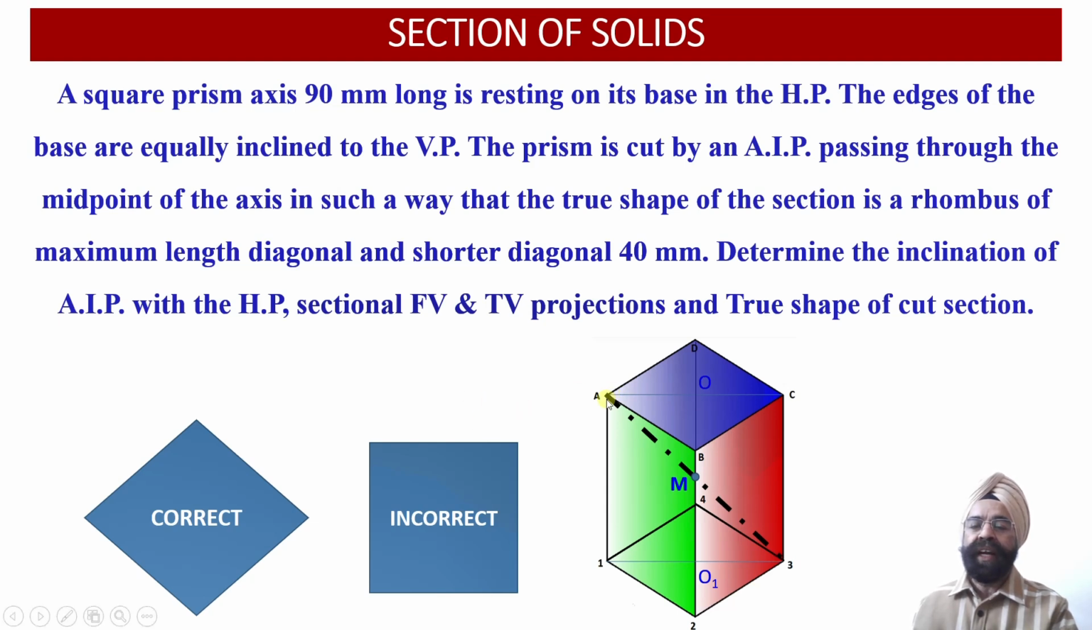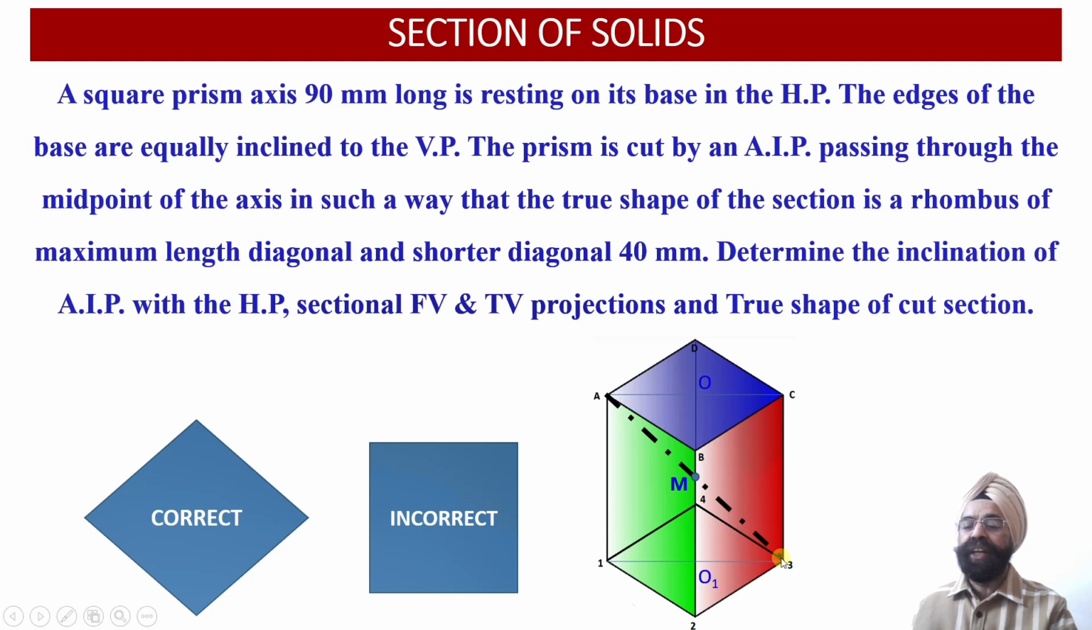That is, the cutting plane should be passing through the point A of the top face, which exists on the left hand side, and the corner 3 of the base, which is just lying opposite to the corner A at the base of this particular square prism. Only then are we going to get the maximum length corresponding to this diagonal.